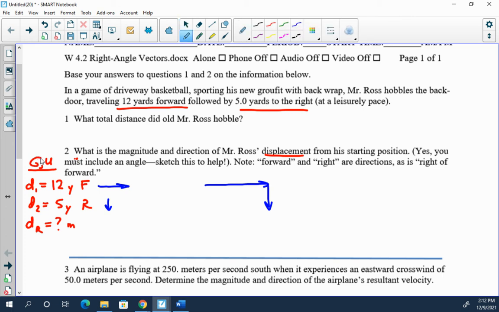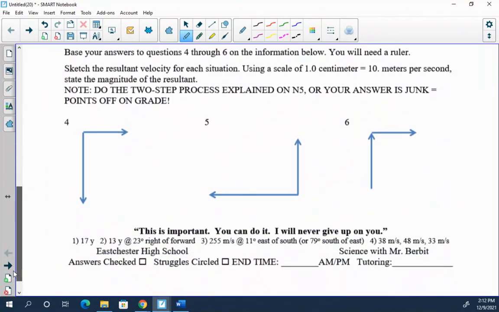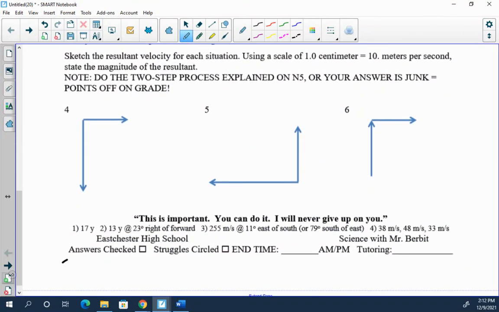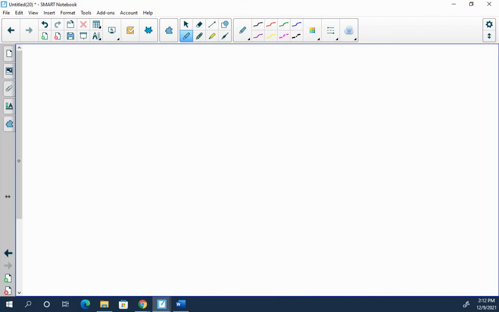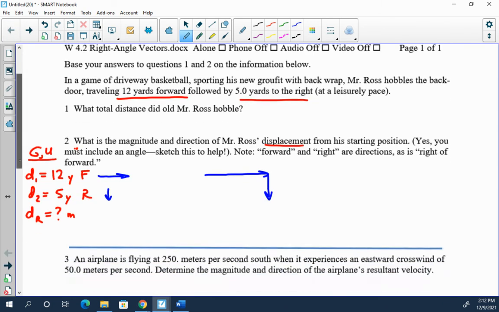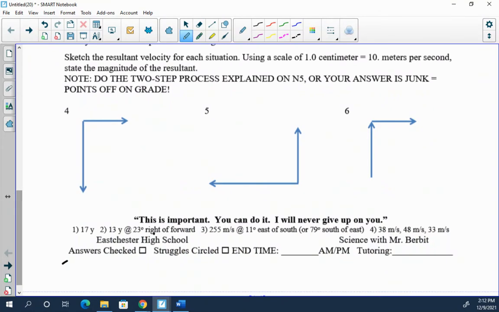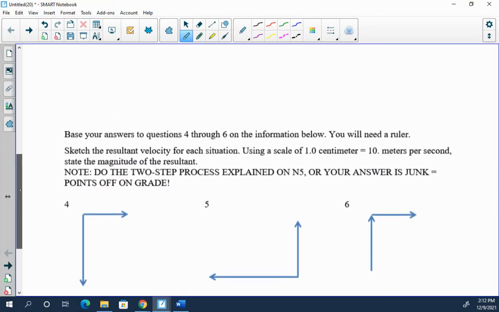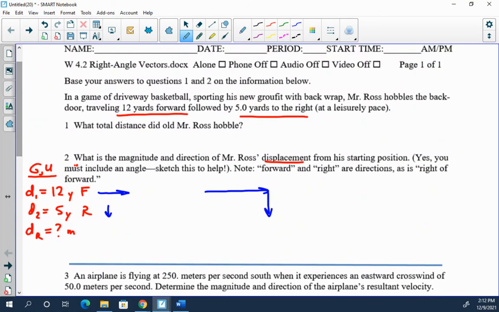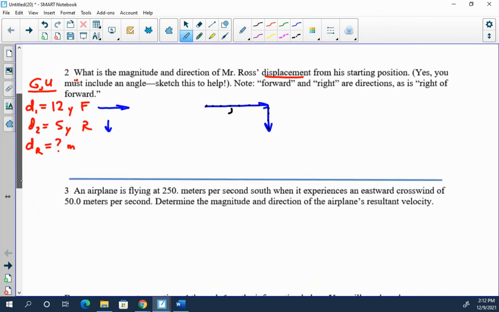Now, if you look at the key, the angle I chose was right of forward. Ooh, that was interesting. The angle I chose was right of forward. See that down here? Right of forward. So if this is forward, and this is right, then right of forward is going to be the angle that you end up getting over here. Follow that the same way we did the last one in the notes.